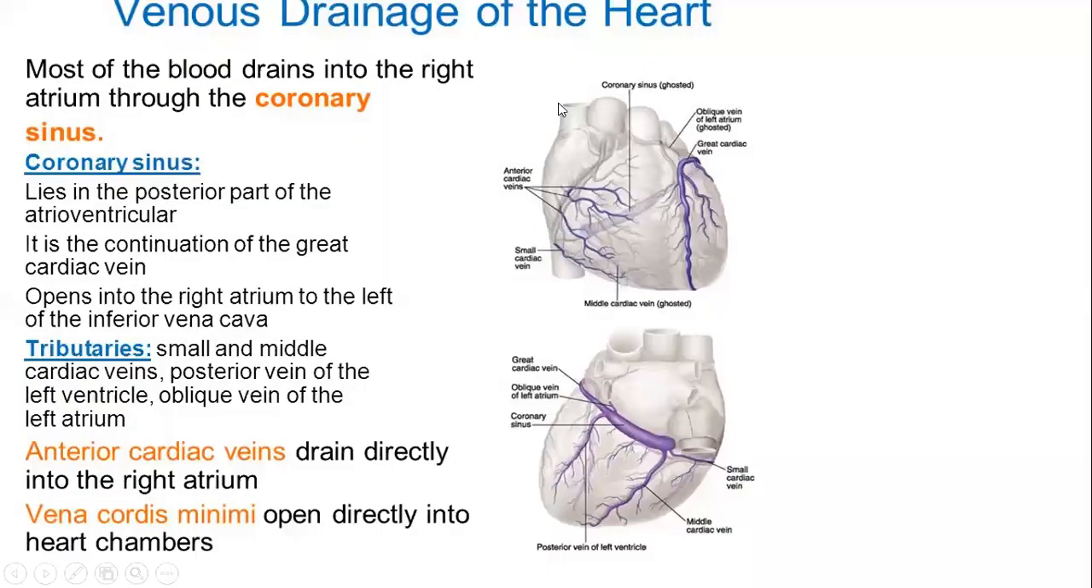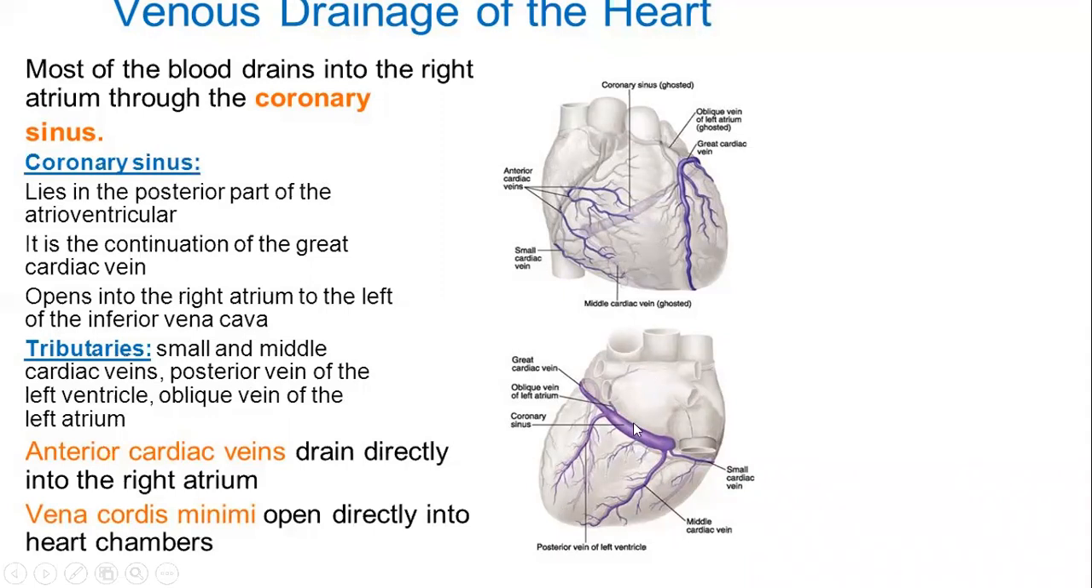Venous drainage of the heart. Its biggest vein is called the coronary sinus. Now what is the coronary sinus? It is the dilated large vein of the heart. Where is it located? It lies in the posterior part of the AV groove.